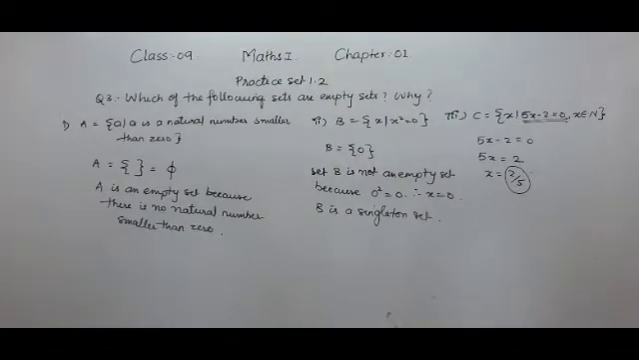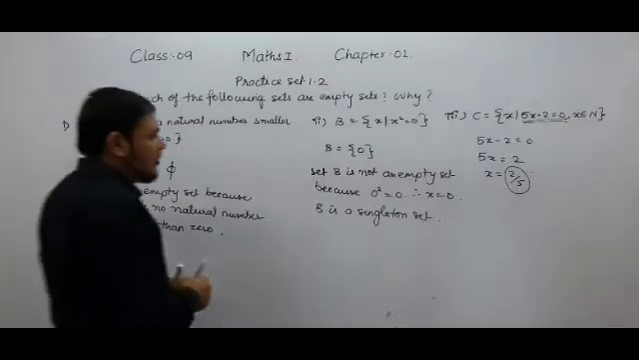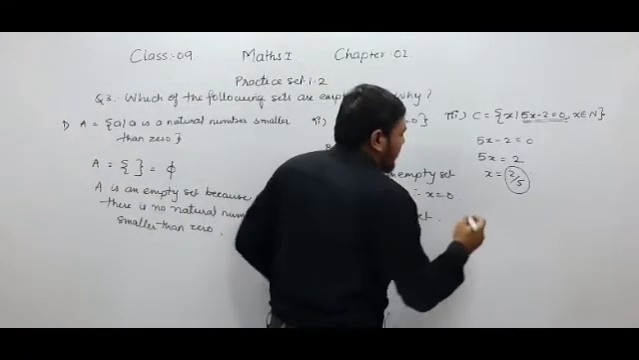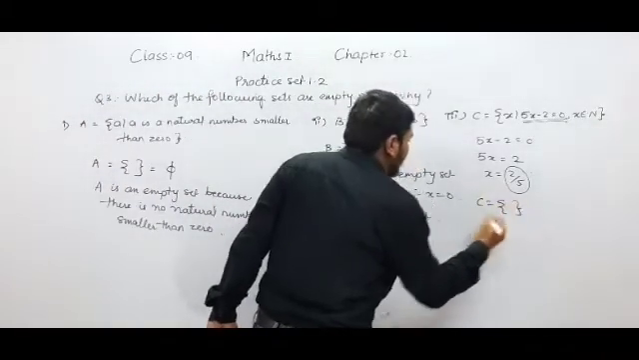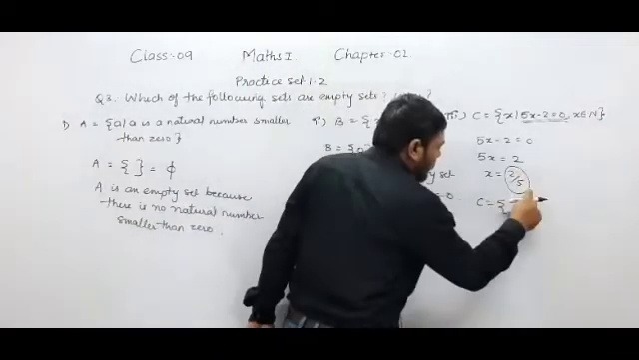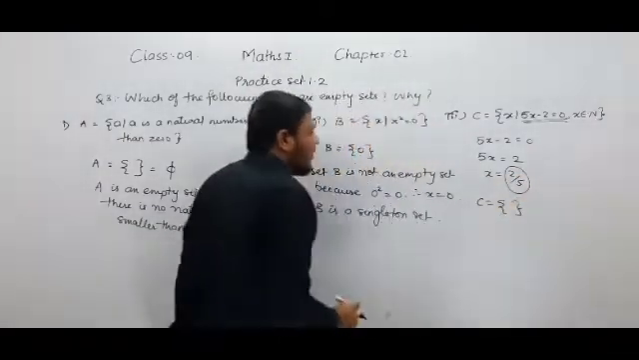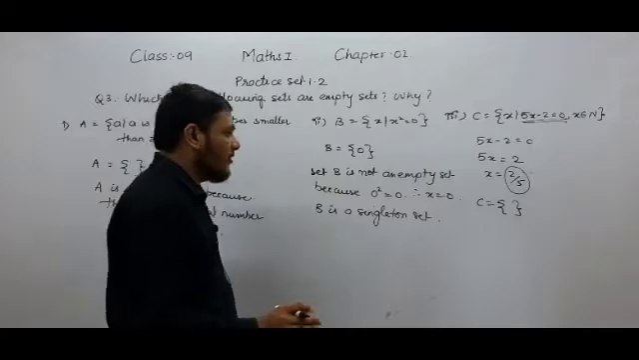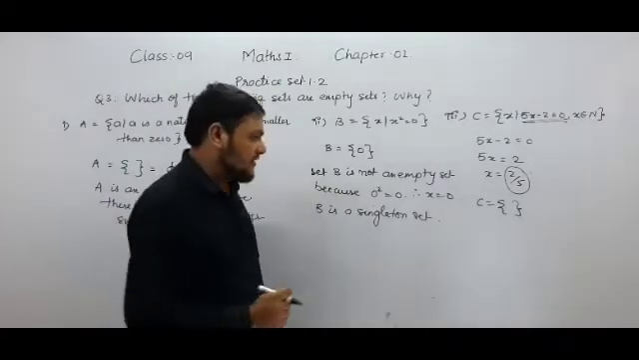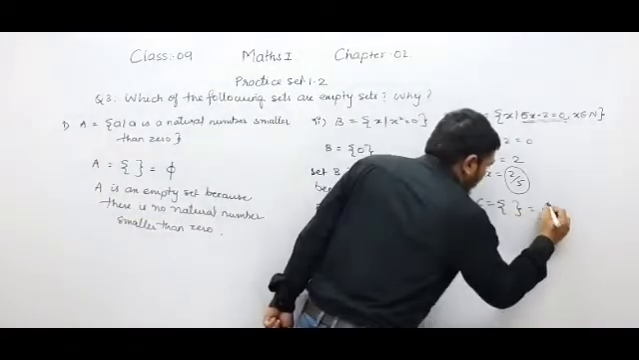No, it is a rational number because it is written in p upon q form. So student, this is not a natural number. That is why we can write C as empty set. C is also empty set. Why? Because the value of x is 2 upon 5, so the element of C is 2 upon 5. But 2 upon 5 is not a natural number. That is why this is also empty set.